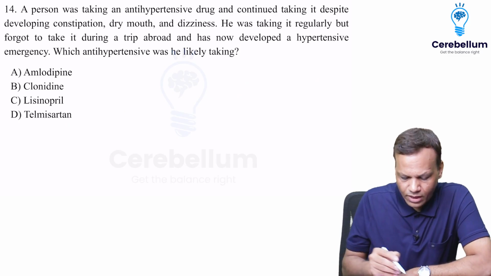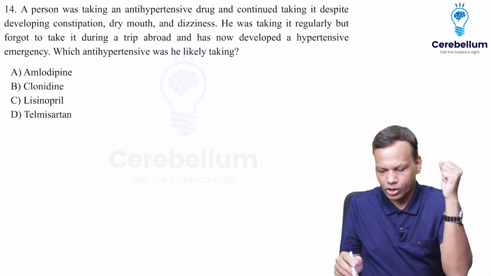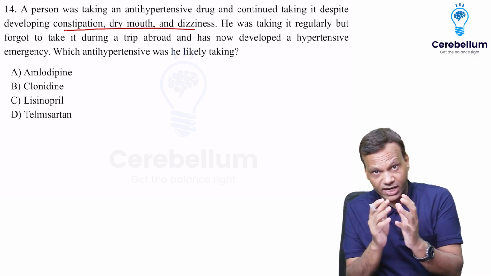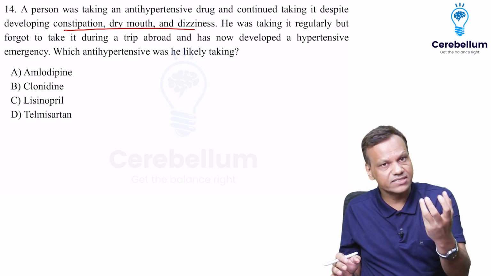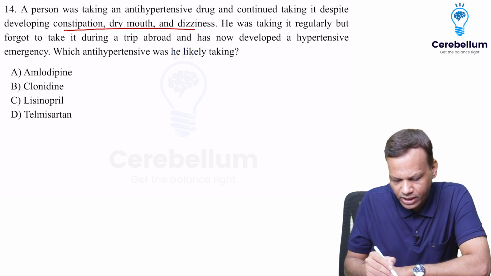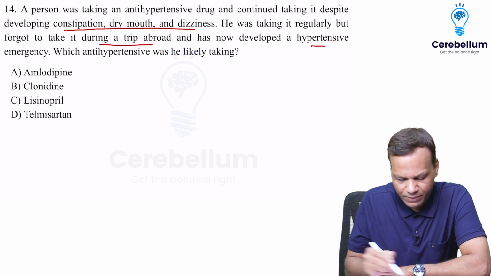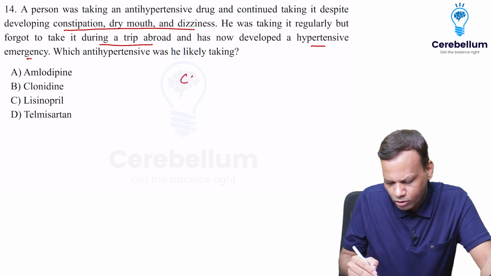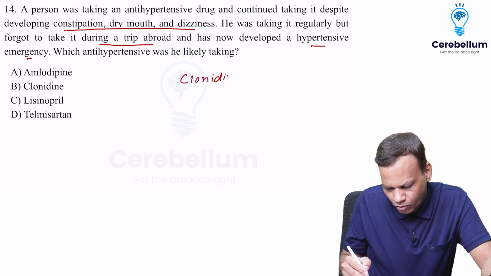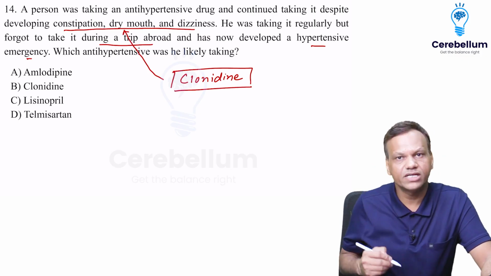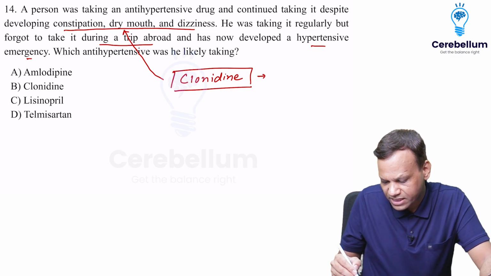Next question. A person was taking an antihypertensive drug and continued taking it despite developing constipation, dry mouth and dizziness. So you need to know which antihypertensive drug caused these side effects. Second, he was taking it regularly but forgot to take it during a trip abroad and now developed hypertensive emergency. So this will clarify that they are talking about clonidine. We know clonidine causes dry mouth, blurred vision, constipation, and clonidine is safe in pregnancy. These we already discussed in our lectures.